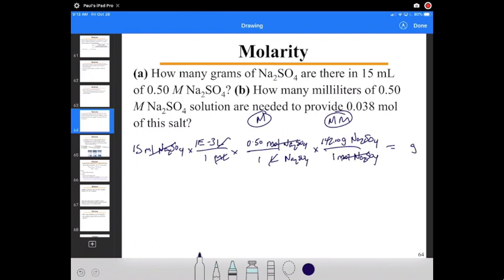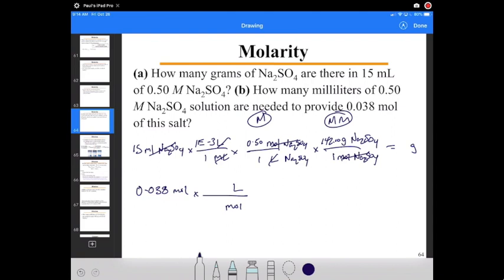All right. In the B's case, how many milliliters of 0.5 molar sodium sulfate solution are needed to provide 0.038 moles of this salt? Okay, the molarity is going to be a conversion factor. So I start with the other number, 0.038 moles. Okay, I want to go to milliliters. To change from moles into volume, the molarity is used. So moles per liter is used, and that's the conversion factor.